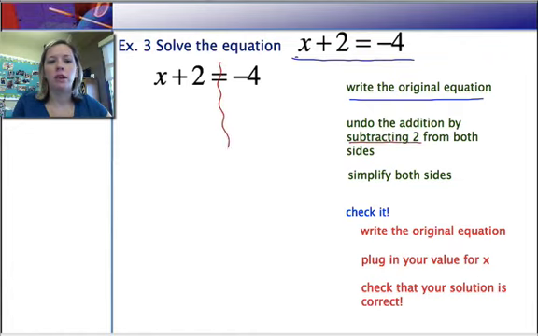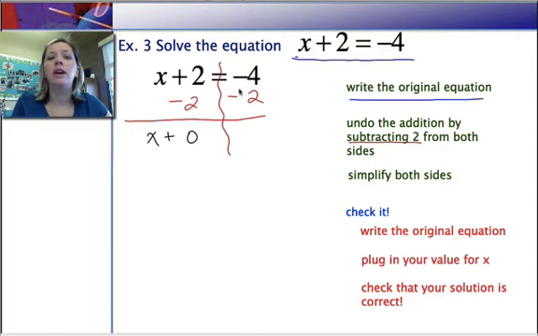So here's my equal sign. I want to make sure I do it to both sides. And I'm going to work vertically this time. I'm going to subtract 2 from the left and subtract 2 from the right. So now when I simplify both sides, I don't have anything to subtract from the x, so I'll still have x. 2 minus 2 is 0, and negative 4 minus 2, remember that's like saying negative 4 plus negative 2. My numbers have the same sign, so I add them, and I keep the sign, so that would be negative 6. So x plus 0 equals negative 6, or x equals negative 6.